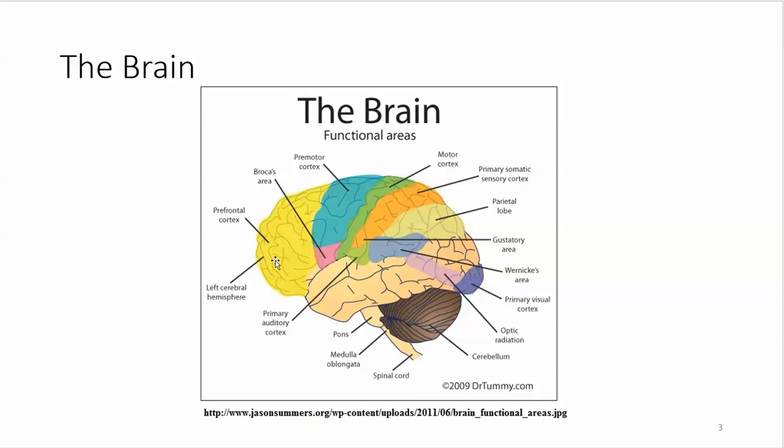The left cerebral hemisphere is associated with logic, and the right cerebral hemisphere is associated with creativity. The prefrontal cortex has to do with problem solving, emotion, and complex thought. And Broca's area is involved with speech production and articulation.